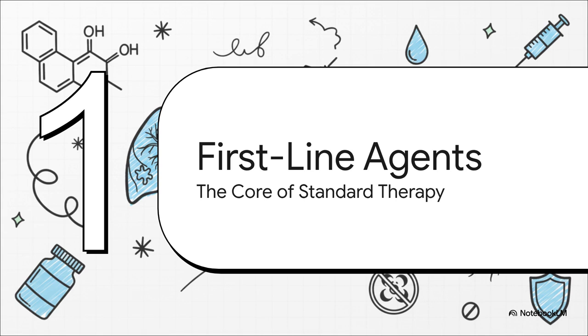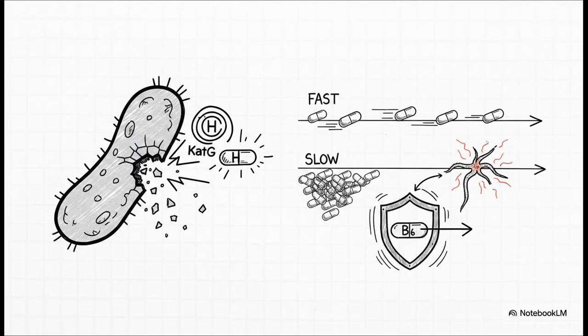They form the backbone of therapy around the entire globe. So let's really get to know them one by one. First up, isoniazid, or as we call it, H. It's a prodrug, which is a clever way of saying it's inactive when you take it. The TB bacterium itself has to activate it using an enzyme called KatG. Once it's switched on, it wreaks havoc by blocking mycolic acid synthesis. That's the waxy armor that protects the bacteria.